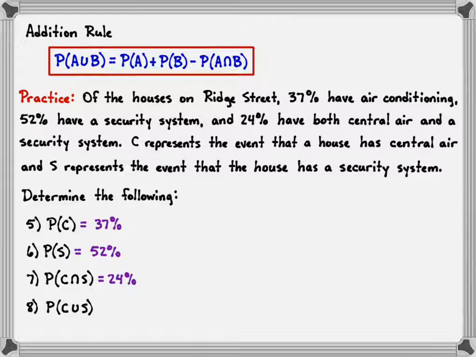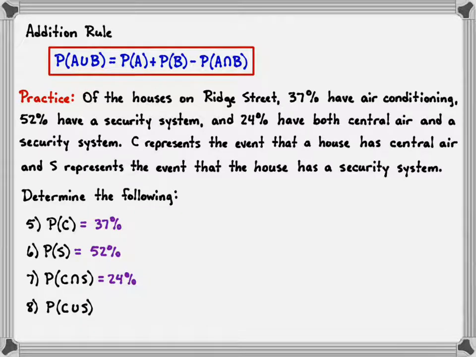And now what's the probability of C union S? Or what's the probability of a house having air conditioning or a security system? You notice that information was not given in the prompt. So in order to answer this, you could do one of two things. You could either draw out a Venn diagram and fill these values into it and then figure out the missing pieces, or you can use the addition rule here. We're going to do it both ways so we can see it.